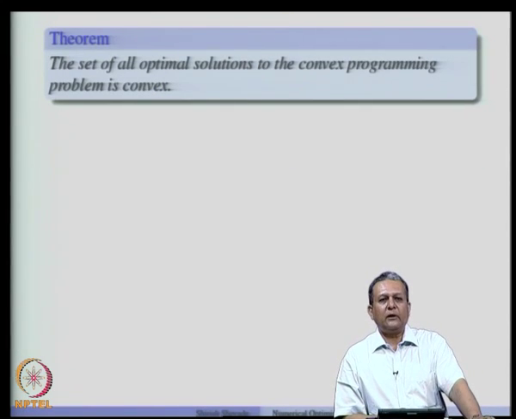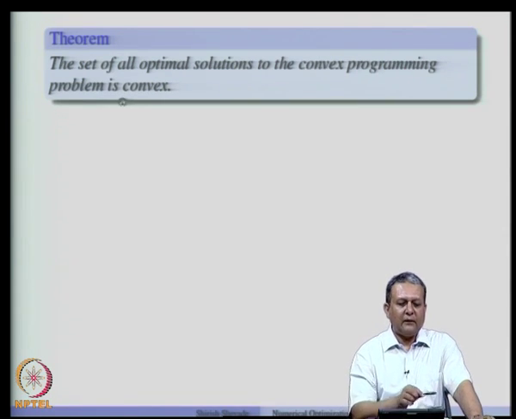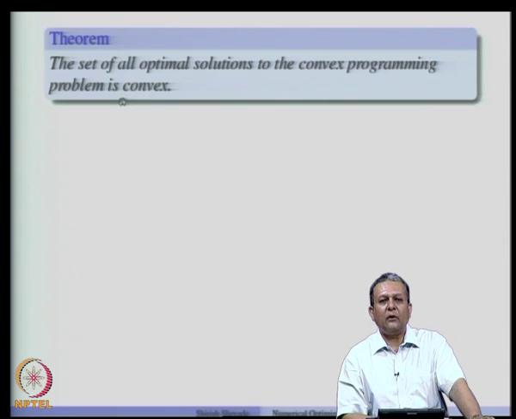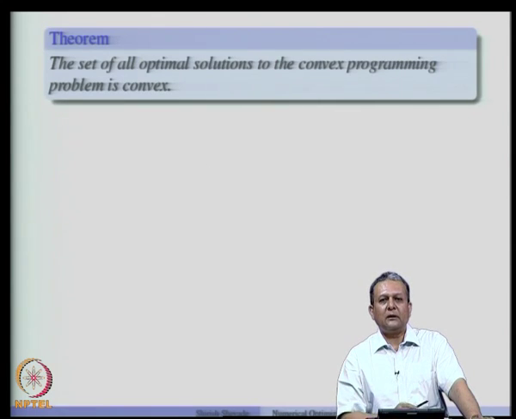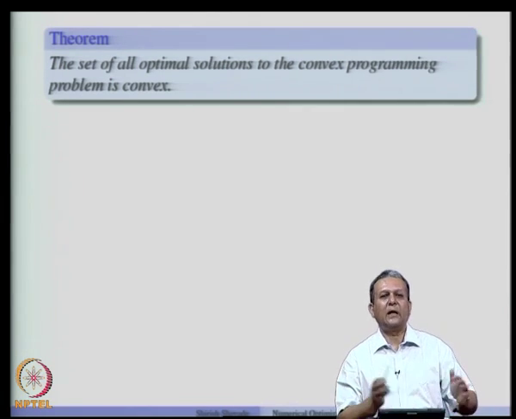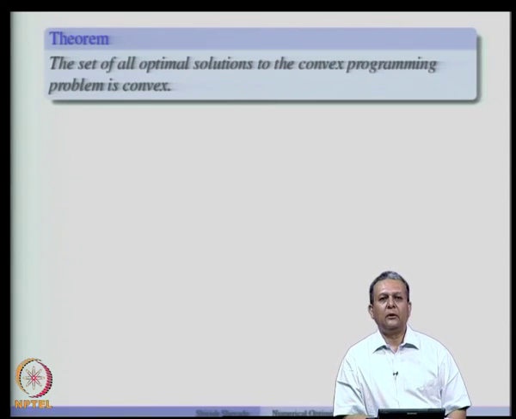So, this is another important theorem in the theory of convex programming, and the theorem states that if you collect the set of all optimal solutions to the convex programming problem, then the set of all those optimal solutions is a convex set. So that theorem essentially tells us that the global minima of a convex programming problem are not scattered everywhere, but they always form a convex set. So, we will see how to prove this.